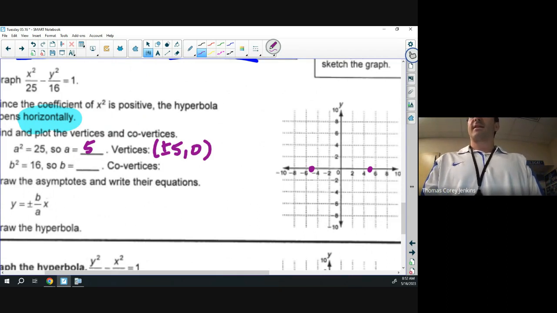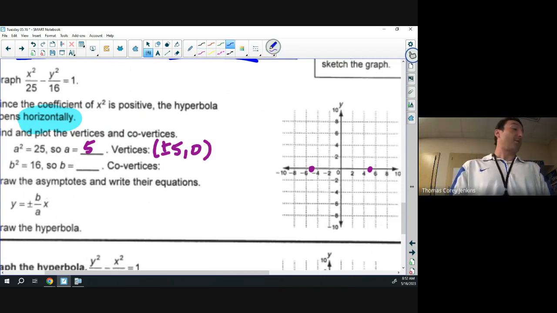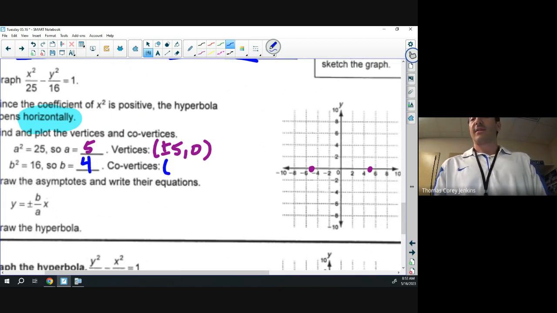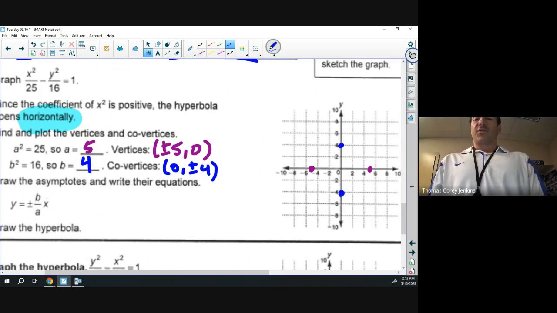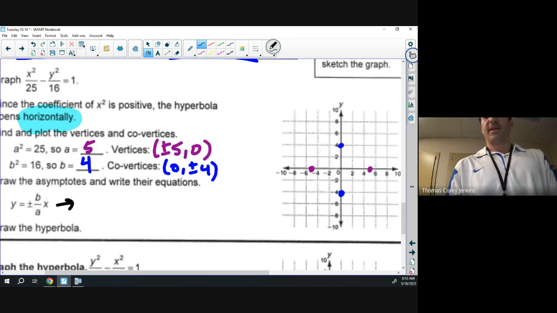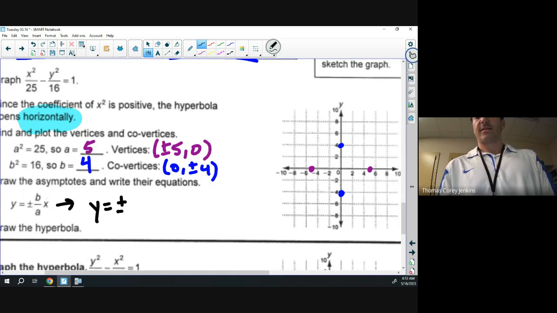Next, we place the co-vertices. So b squared is 16, it says. So b is 4. So that tells me my co-vertices are at 0, plus or minus 4. There and there. It says draw the asymptotes and write their equations. So if we use b over a, that'd be y equals plus or minus 4 over 5.